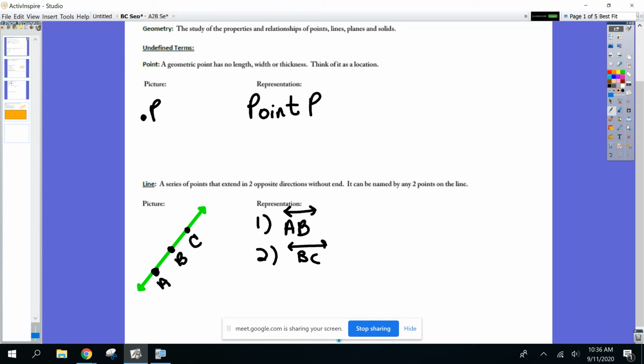And the order doesn't matter. I can name it CB, BA. I could also name it ABC. But remember, 2 points minimum. Second way you may see how to name a line. Your textbook does this a lot. You will see a lowercase letter by one of the arrows. It's not a point. It's just a lowercase letter next to one of the arrows. So you could also name it using that letter.